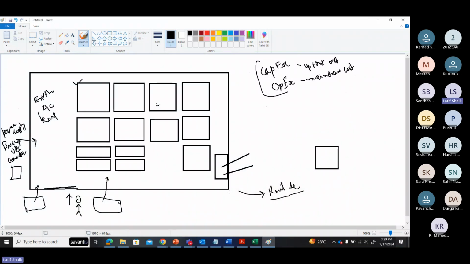Okay, the next one is, what is the flaw of this renting model? Of course, the cloud is also a kind of renting model, but the cloud has a small difference. What is it? Suddenly I need two more servers. I already have four servers, and suddenly I require two more.